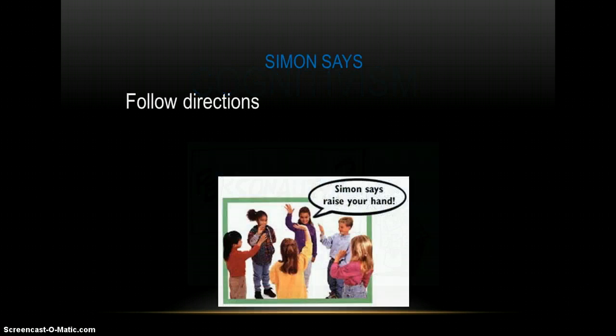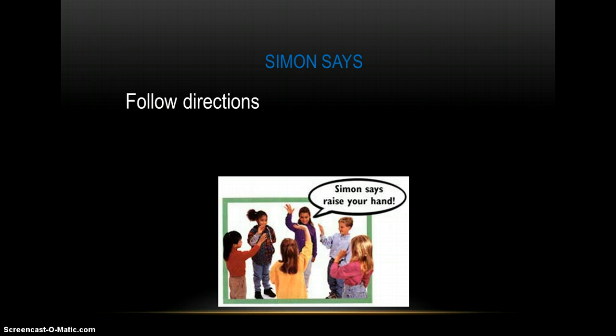Okay, the next activity is Simon Says. In this activity, we are gonna follow some directions. As you know, it is a simple game that gets children completing sequences and following direction. For example, we can say Simon says raise your hands, and all of the persons who are performing the action are gonna raise their hands. For example, another instruction could be please touch something red, and they are gonna touch a thing that has the color red.